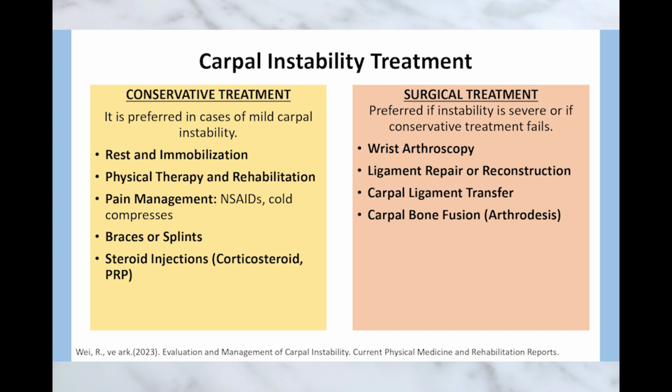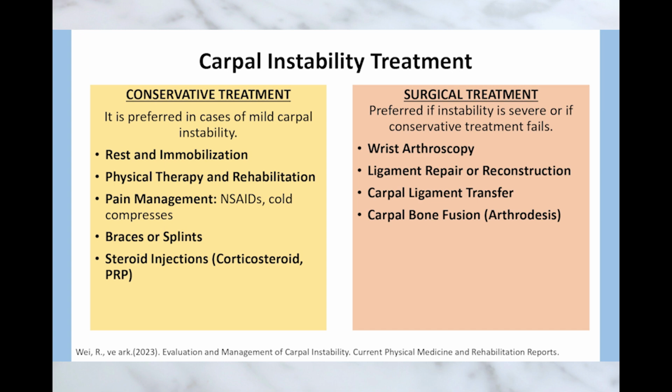Arthroscopy, which we talked about for diagnosis, can also be used to repair torn ligaments or even to reconstruct them using grafts. Okay. Sometimes they do a ligament transfer where they use a tendon from another part of the body to reinforce a damaged ligament. And then for really severe chronic instability or when arthritis has developed because of the instability, they might need to do a fusion. Mm-hmm. That's called arthrodesis. They basically join some of the carpal bones together permanently. That creates a stable, pain-free wrist, but you do lose some range of motion. Right. So it's a trade-off.